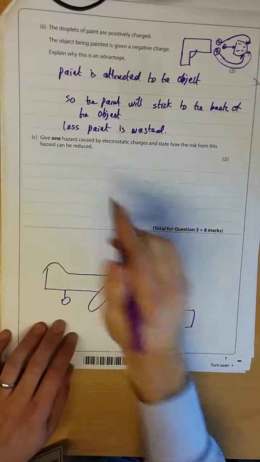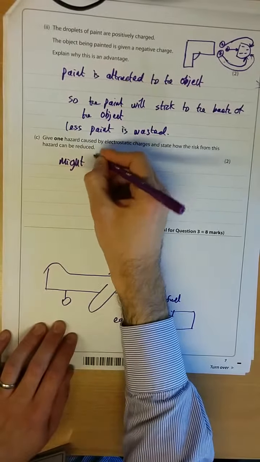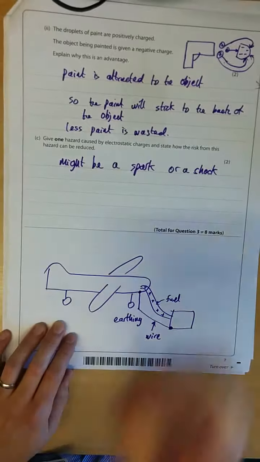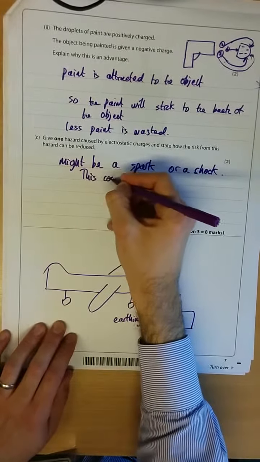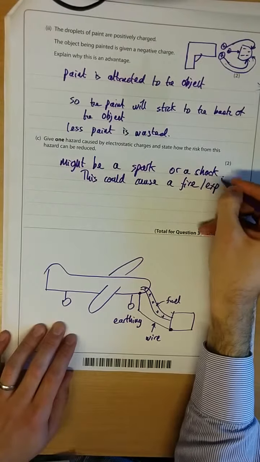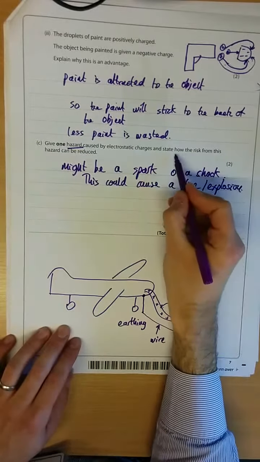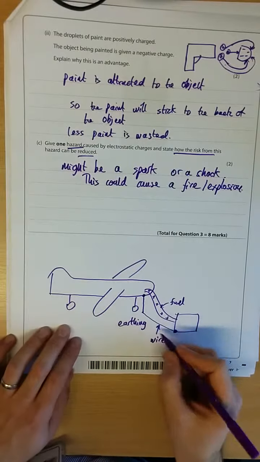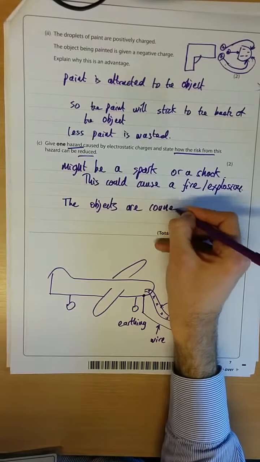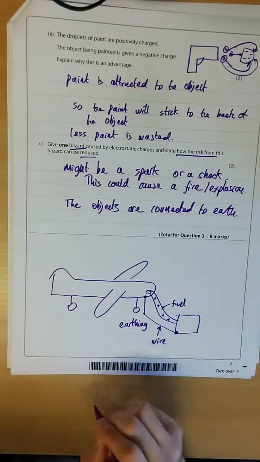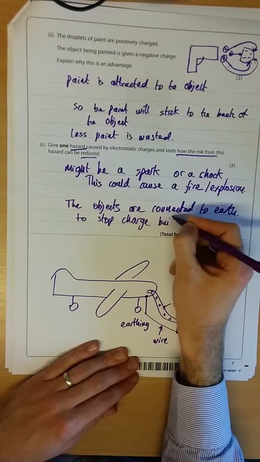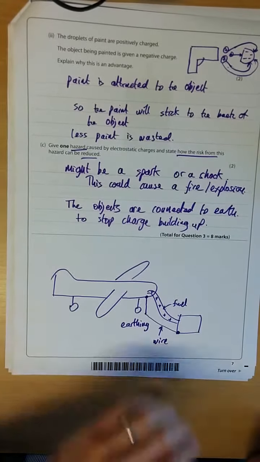Then you stop the risk of that shock. So the hazard is that there might be a spark or a shock. If it's lots of fuel, this could cause a fire or explosion. So that's the hazard, and then we have to say how the risk is reduced. The objects are connected to Earth to stop charge building up. Okay, good.